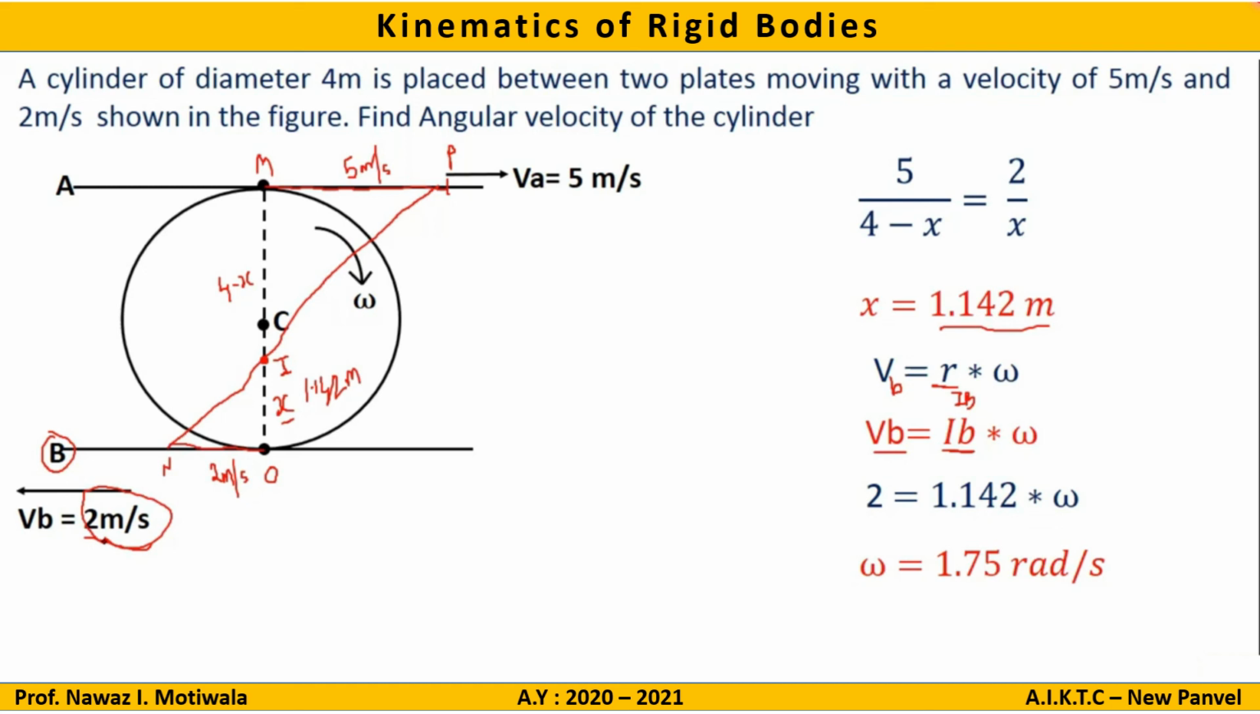What was the difference? In the previous problem, the ICR came outside the body, and in this problem, the ICR came inside the body. Just a four-line problem fetching you 5 to 6 marks. So hope you have understood.